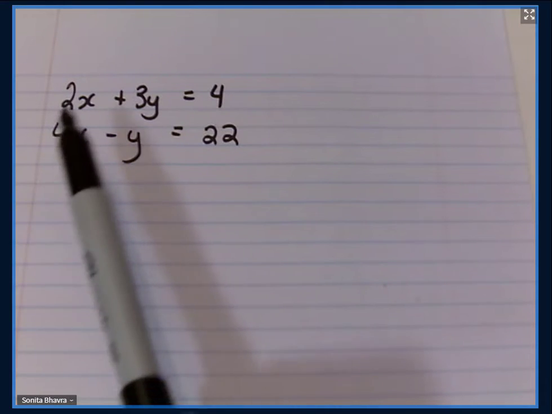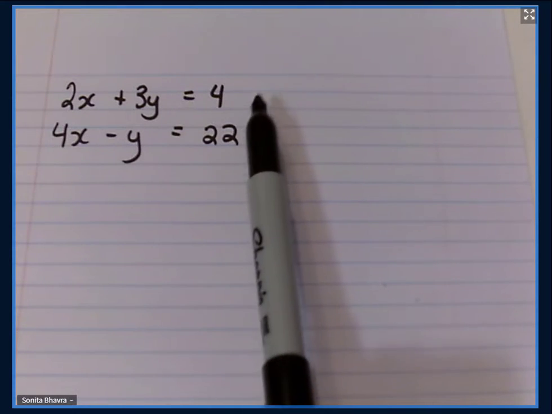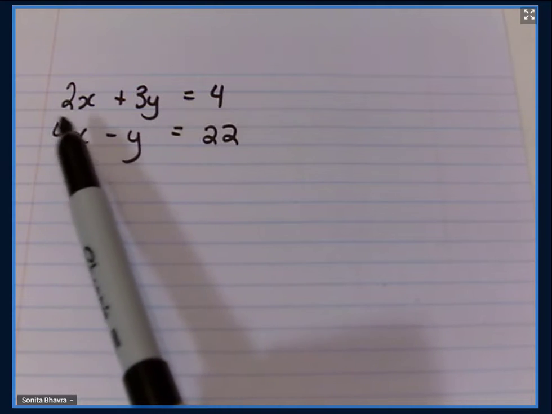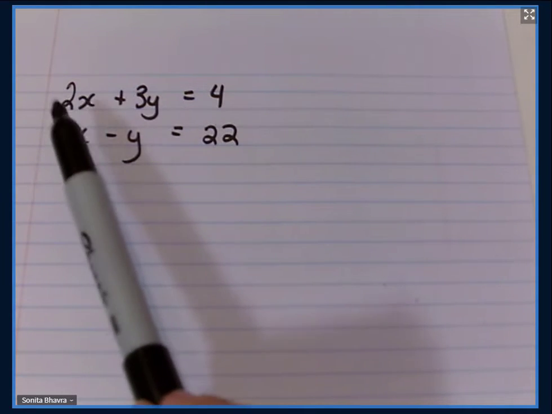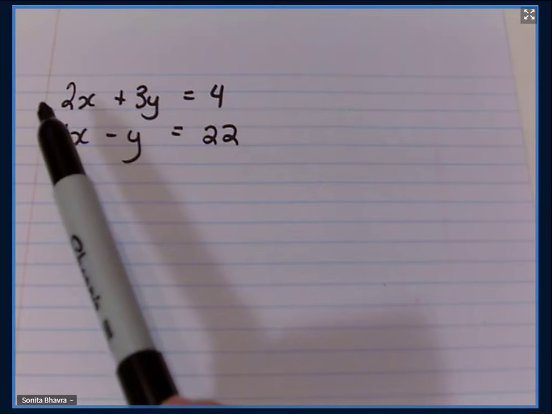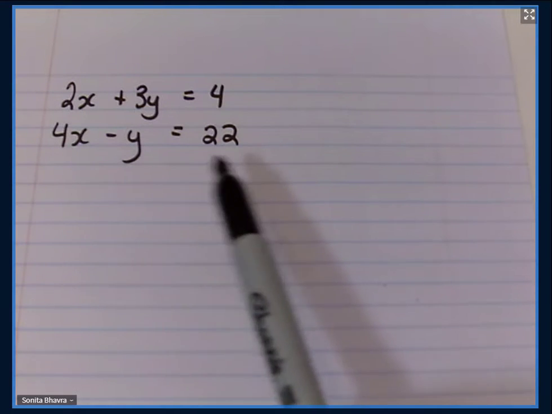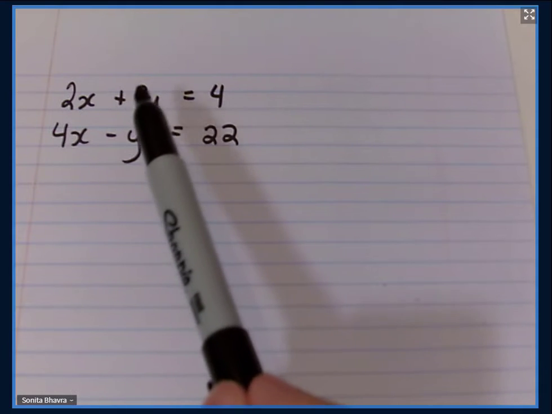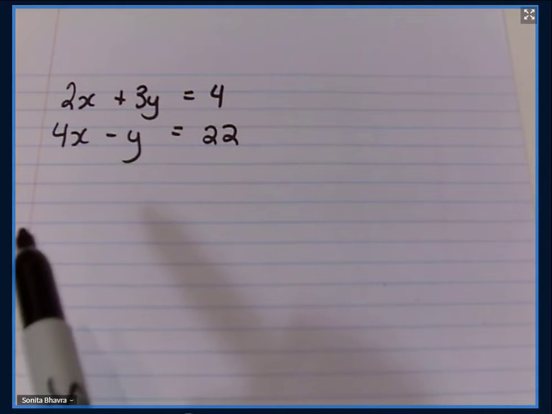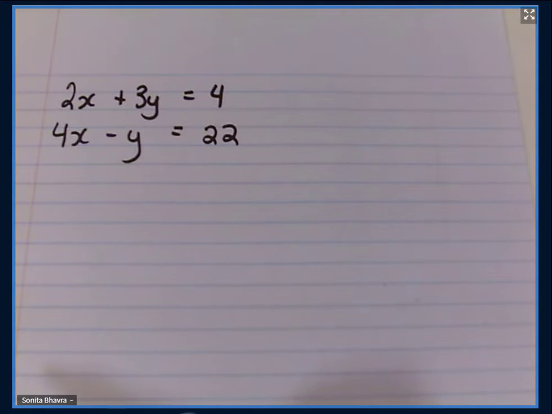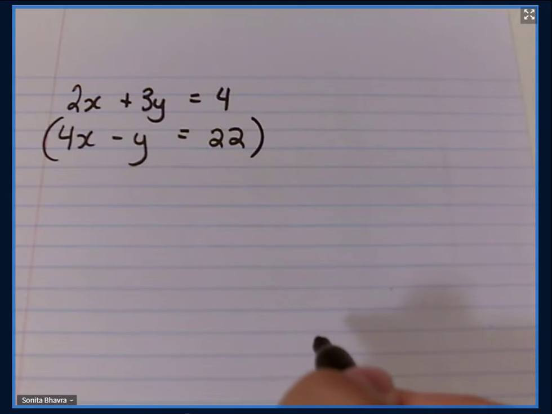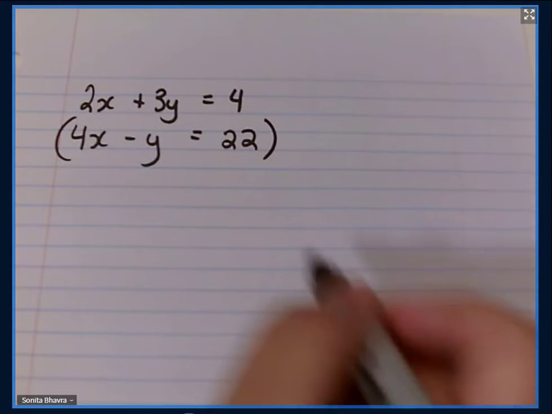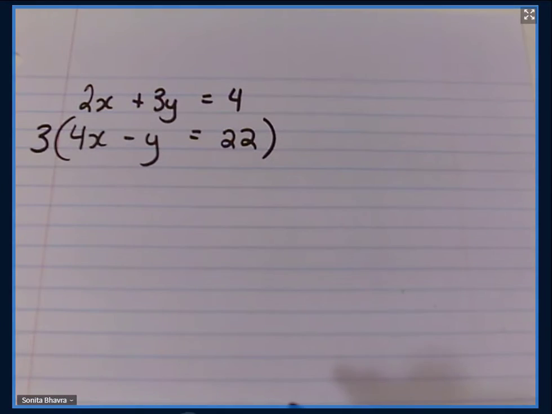So we can multiply the top equation by 2. That'll give us a 4x if we multiplied the top equation by 2. We can also multiply our second equation by 3 to get 3y, just like our first equation. So let's do that. Let's multiply our second equation by 3. So this is how I show that I'm multiplying it by 3.